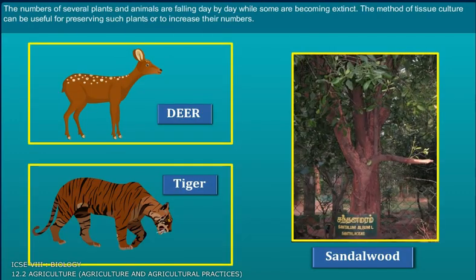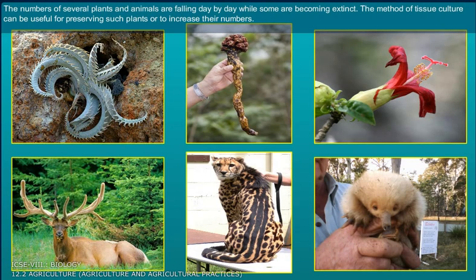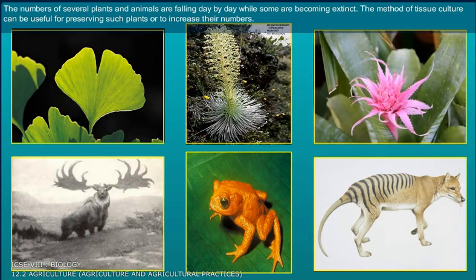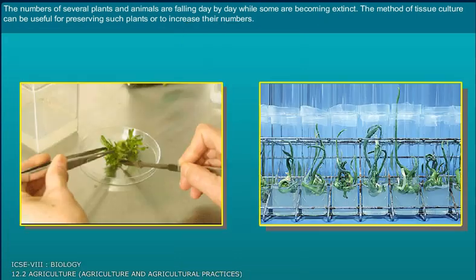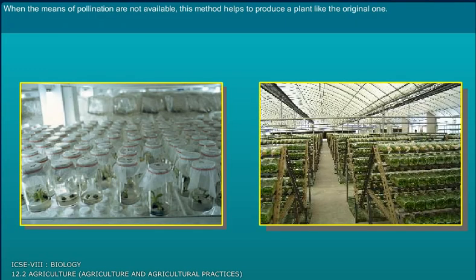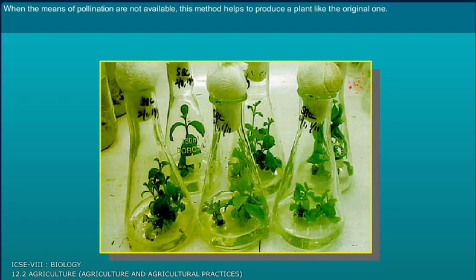The numbers of several plants and animals are falling day by day while some are becoming extinct. The method of tissue culture can be useful for preserving such plants or to increase their numbers. When the means of pollination are not available, this method helps to produce a plant like the original one.